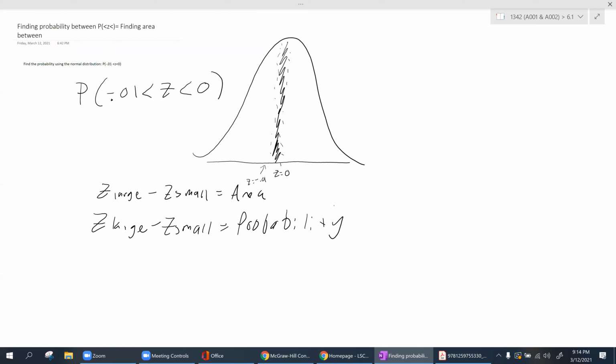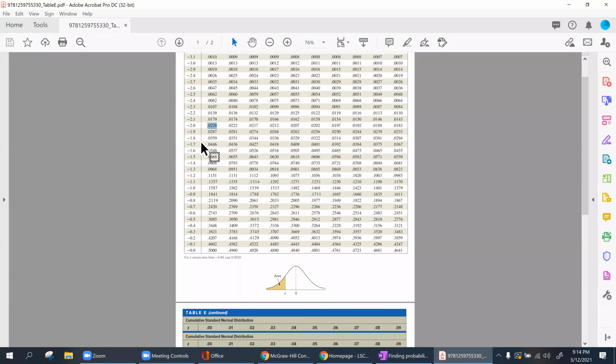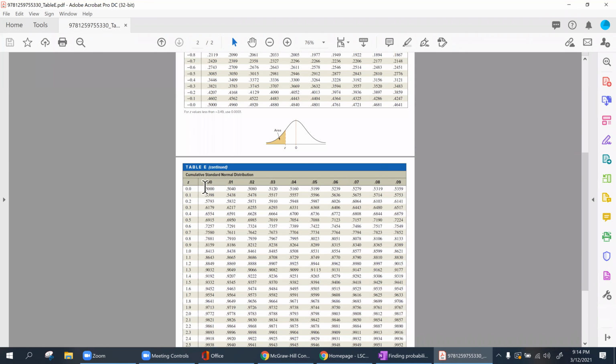All right, to that probability. So in other words, my z large is z equals 0, and my z small is negative 0.01. Let's go ahead and find z large first, which is z equals 0.0000. We know that's always 0.500, so that's going to be 0.500.